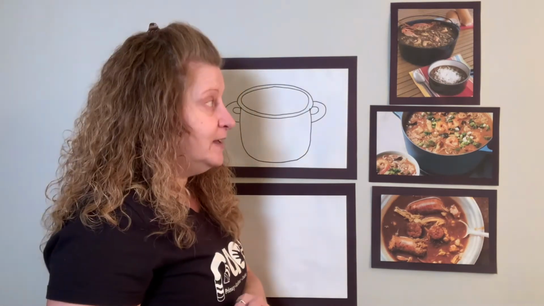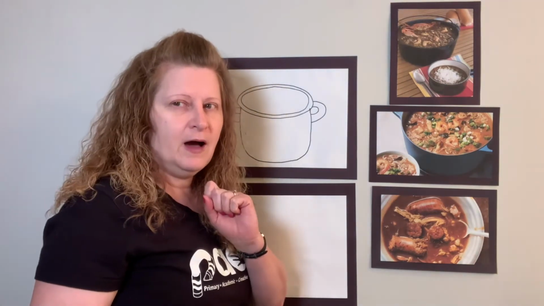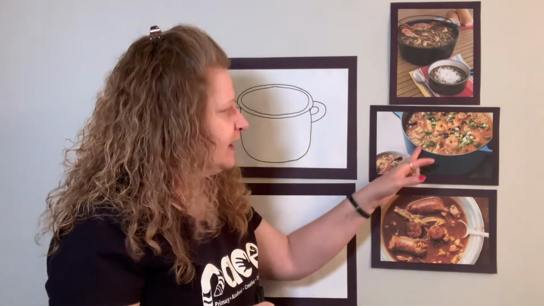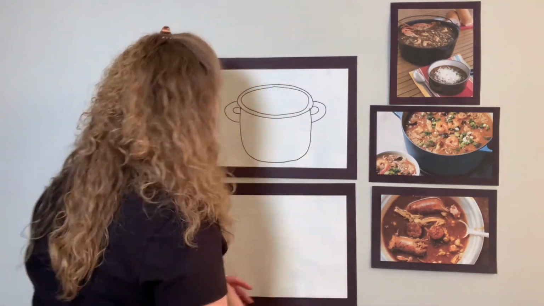Now there's one ingredient that you might have heard of people using when they make a gumbo, and that is called roux. Roux is kind of like a mix of flour and oil, and they cook it together, and that's what they use to kind of make the brown part of the liquid in the gumbo, and that's what gives it that really good taste.